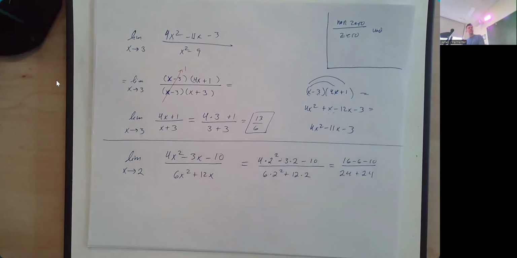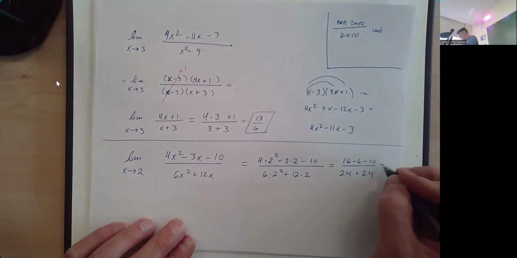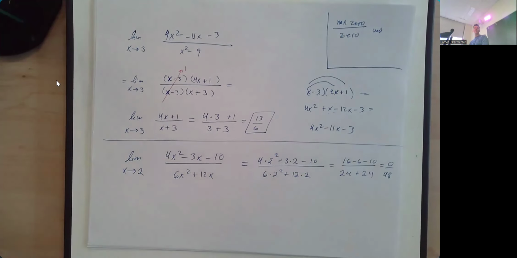So I just plug in 2. In the numerator, I get 0, 16 minus 6 minus 10. In the denominator, I don't. And 0 divided by not 0 is just 0. So this limit is 0.